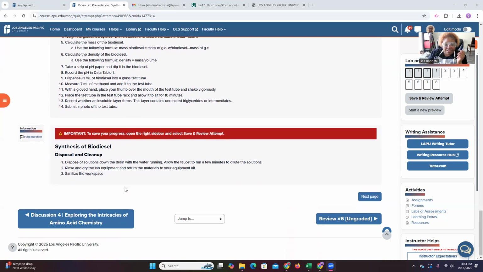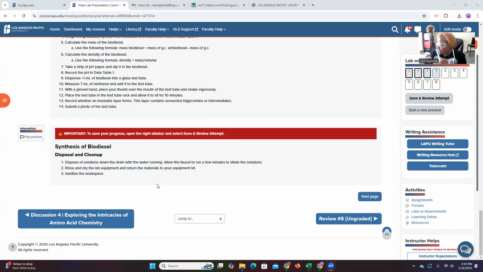All right. So then cleanup. For your cleanup, you want to dispose of the solutions down the drain with the water running. And then allow the faucet to run a few minutes to dilute the solutions. You want to rinse and dry the lab equipment and return the materials to your equipment kit. And then sanitize your workspace.